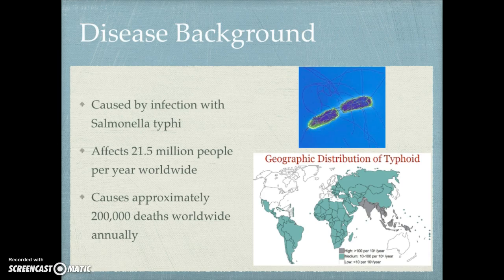Some of the background of this disease is that it is caused by infection with a bacteria called Salmonella typhi. As you can see in this geographic distribution, it is prevalent mostly in the developing world, almost everywhere except for Northern America, Western Europe, Australia, and Japan. It affects 21.5 million people per year worldwide and causes about 200,000 deaths per year worldwide.